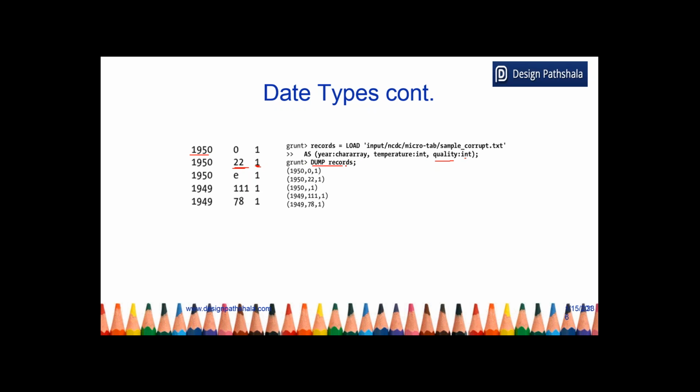Now if I say dump record, you can see this one erroneous record of E became null over here. You have to figure out the corrupted records from a file. All I have to do is filter records by temperature is null, and dump corrupted records, and it will give me the corrupted records. So out of the output data, I can just filter on where something is null, and that will give me the corrupted records in my data set.